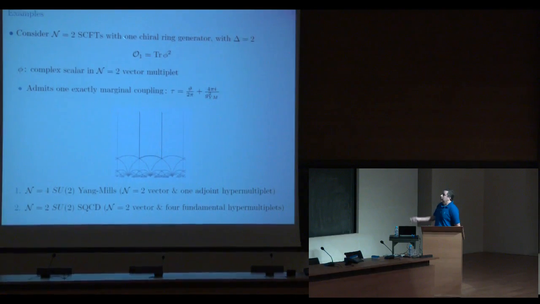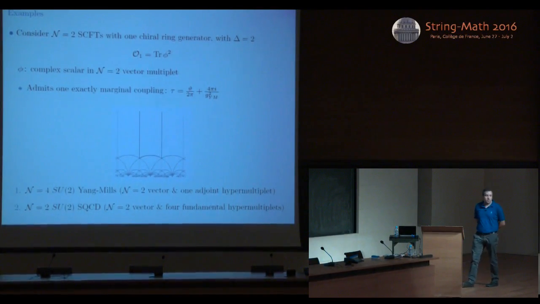Okay? Let's consider N=2 superconformal field theories which have one chiral ring generator that has dimension 2. So in a Lagrangian theory, it will be something like trace of phi squared, where phi is the complex scalar in the vector multiplet. Since there's a single dimension 2 operator, this theory has one exactly marginal coupling that is obtained by complexifying the theta angle with the Yang-Mills coupling constant. Okay? And this complex constant takes values in some upper half plane.